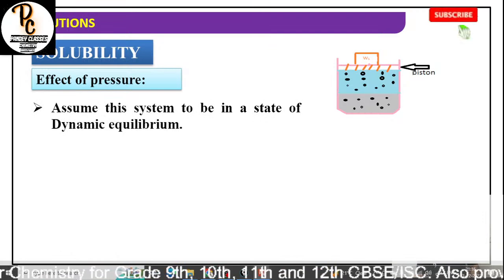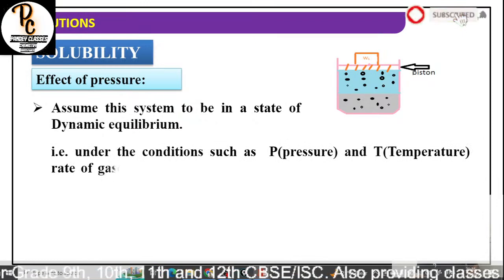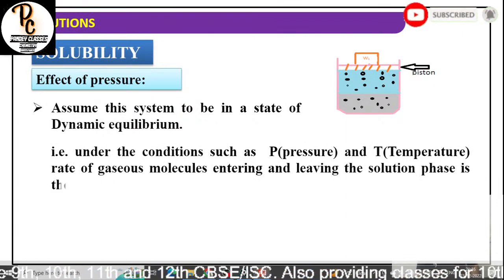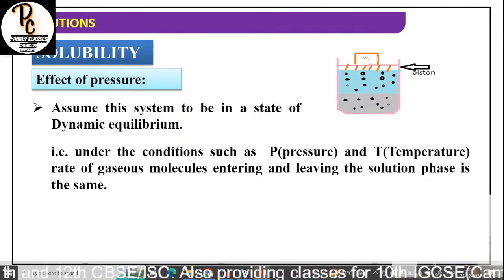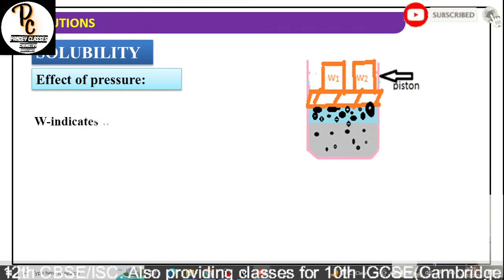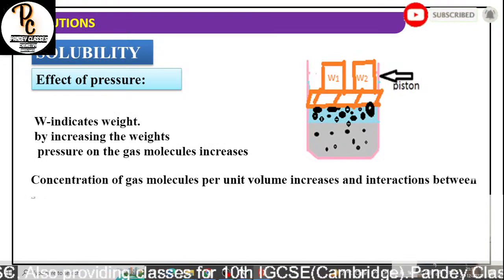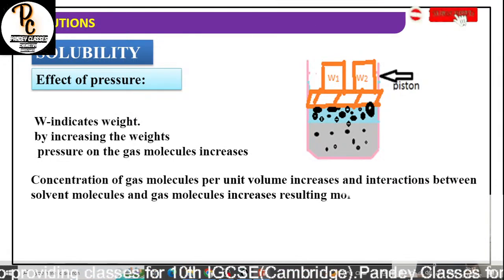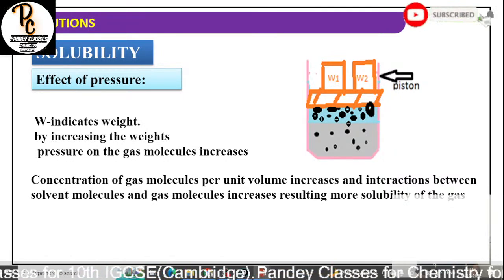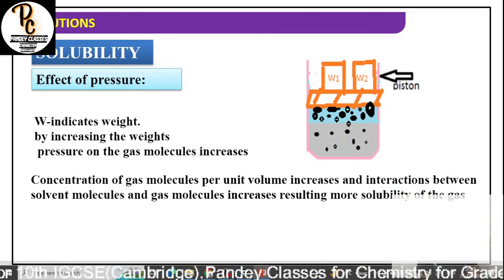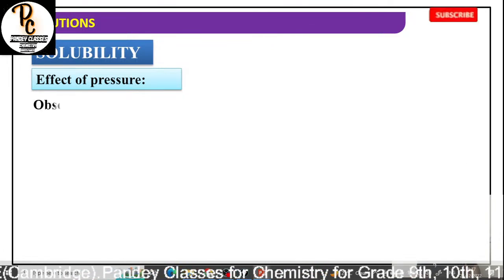Assume this system to be in a state of dynamic equilibrium. Under the conditions such as P and T, the rate of gas molecules entering and leaving the solution phase is the same. So we call it a dynamic condition or equilibrium. And here W is used as a weight that exerts pressure on gases. Concentration of gas molecules per unit volume increases and interaction between the solvent molecules and the gas molecules increases, resulting in more solubility of the gas.